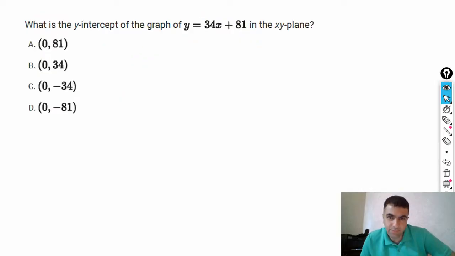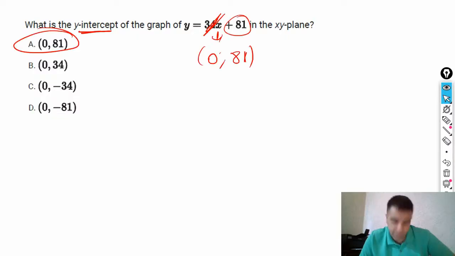Next question. Mr. Turan says it is A. Yeah, you are right, Mr. Turan. Y-intercept means x should be 0, right? Selcan, you are right. It was A.